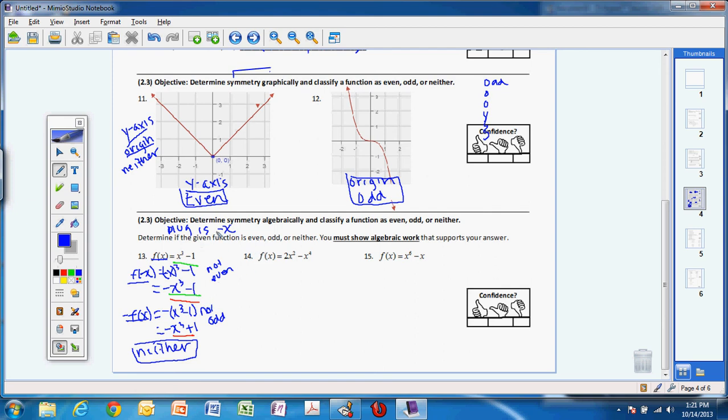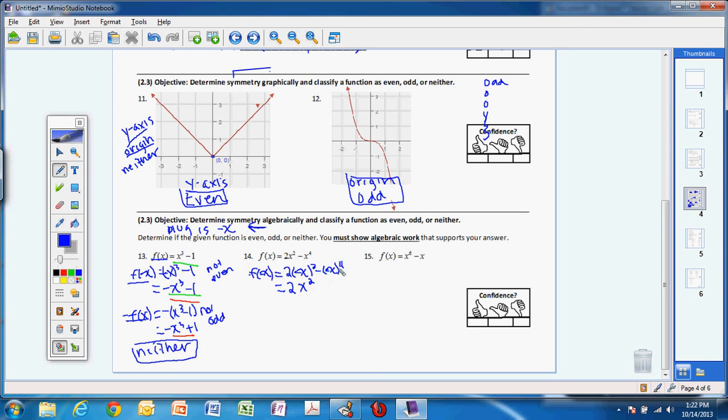Again, when we're finding if a function is even, odd, or neither, the first thing we do is plug in negative x. So f of negative x is going to be 2 times negative x squared minus negative x to the 4th. Now I just need to simplify. Any negative number squared is going to be positive, so this is going to be positive 2x squared.